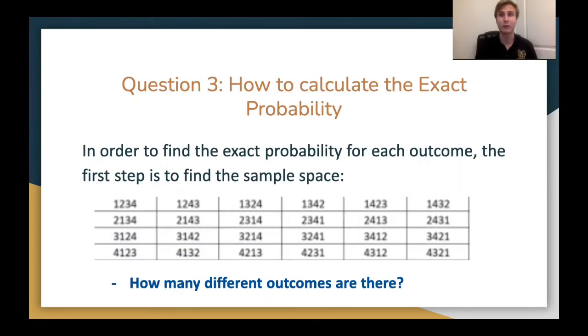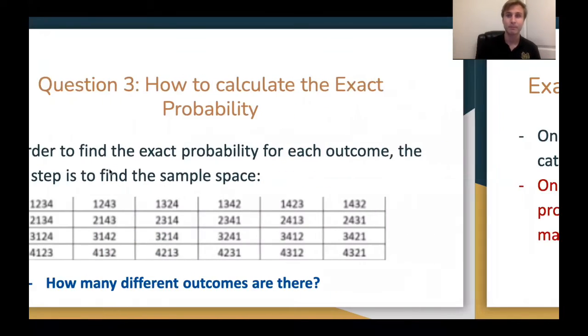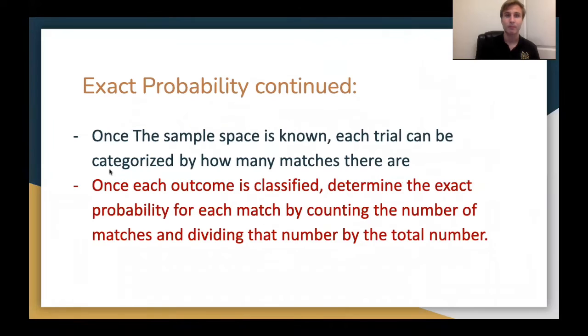There are 24 different possible outcomes here. And so continuing on trying to find the exact probability, once we know the sample space, how many possible outcomes there are, we can go through and categorize each trial by how many matches there are. And so what you would do is you would go to the first trial, so the one where it's 1, 2, 3, 4, and say, okay, how many matches are here? And you would say there's 4. And then you go to the next one and see how many matches there are, say it's 2, and on and on and on until you've done that for all 24.